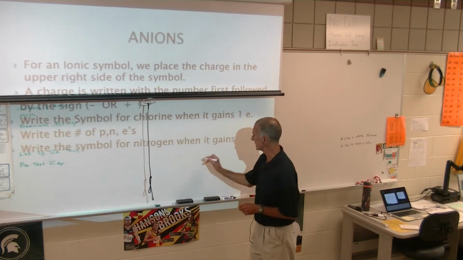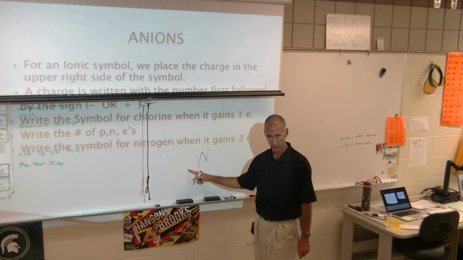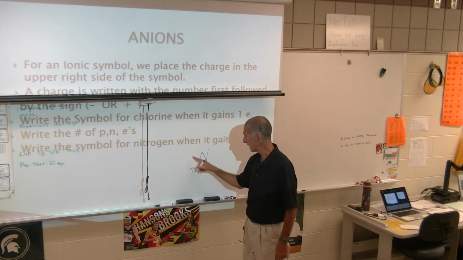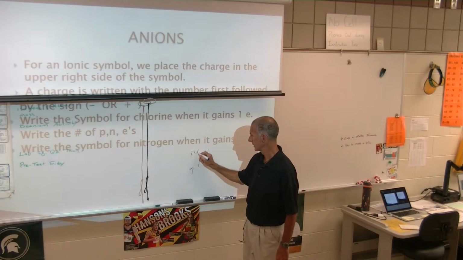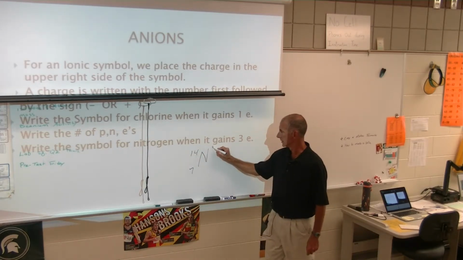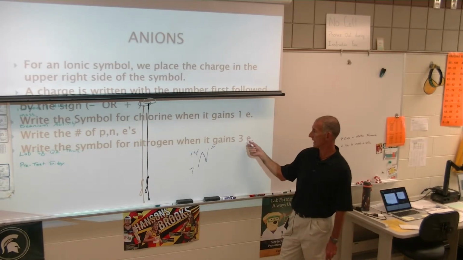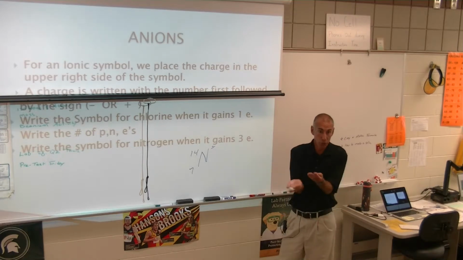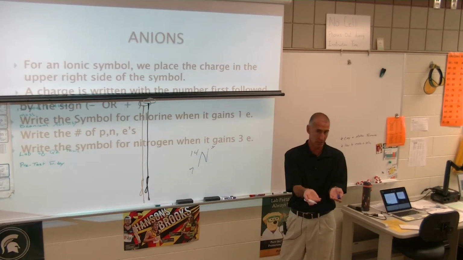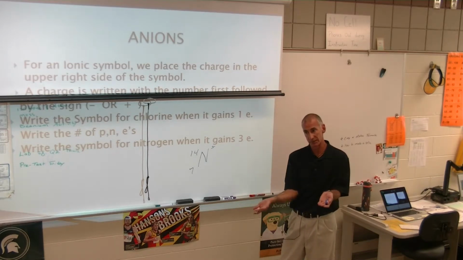Okay, so nitrogen is N. What is the atomic number for nitrogen? Mass number? And then it's gaining 3 electrons, so the charge? 3 minus. The number of electrons it is gaining is the charge. Because it's neutral, it has equal amounts of protons and electrons. So if it's gaining more negative, it becomes that much more negative.